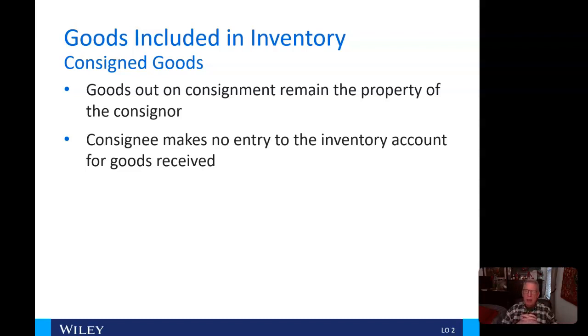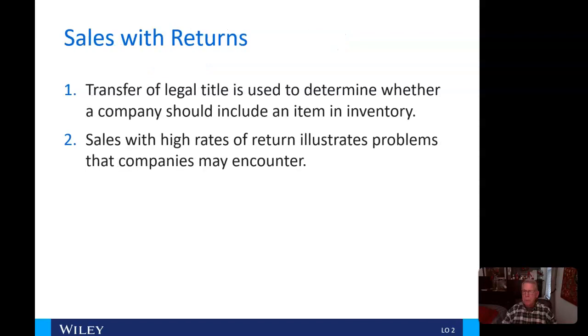So that's exactly what the consignee, this would be the owner of the shop in Birmingham, does. They make no entry for the inventory accounts for the goods they receive because they're not their inventory.